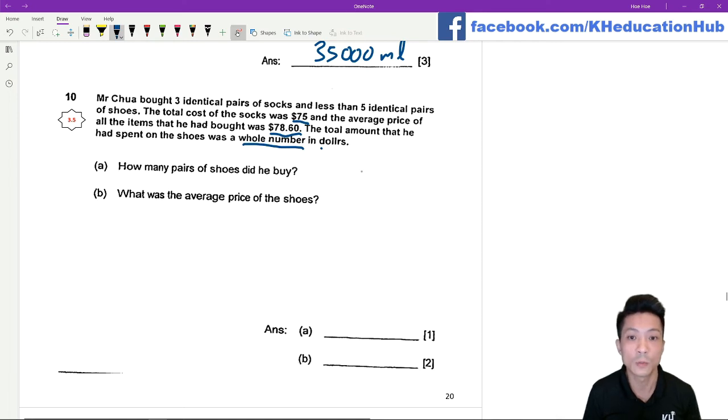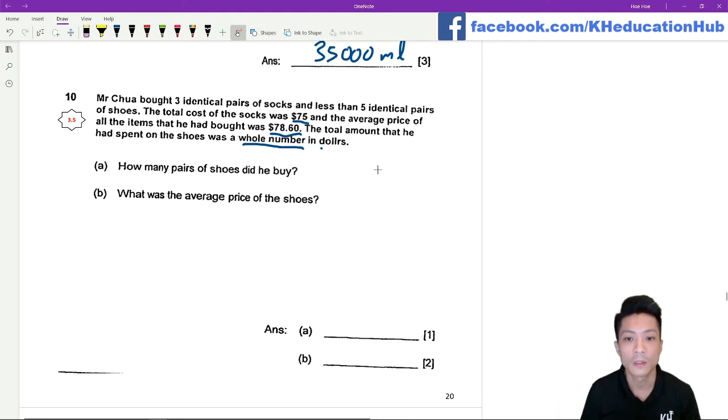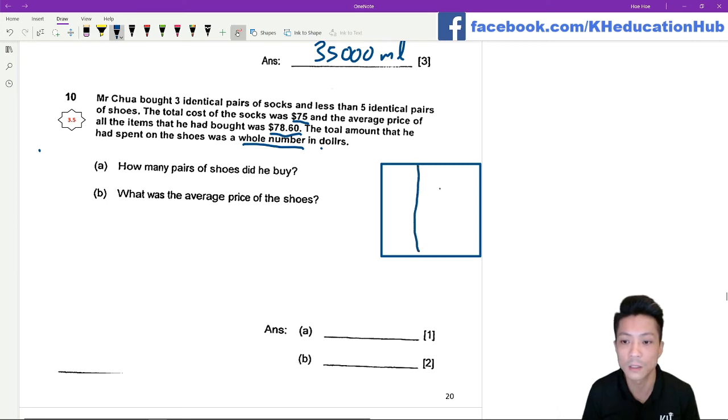So in this question, we need to do a bit of guess and check. I'm going to draw a model which represents the three socks and the average price. I'm going to draw a line here, cut into three items. This is the average, which is $78.60. But the total cost of the socks is $75, right?